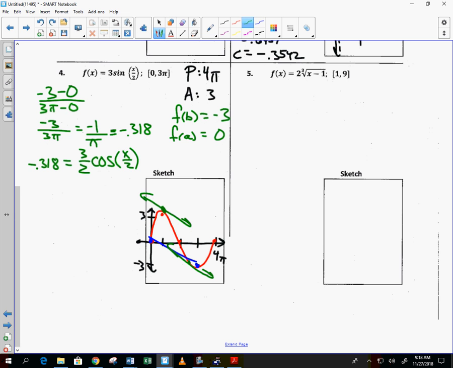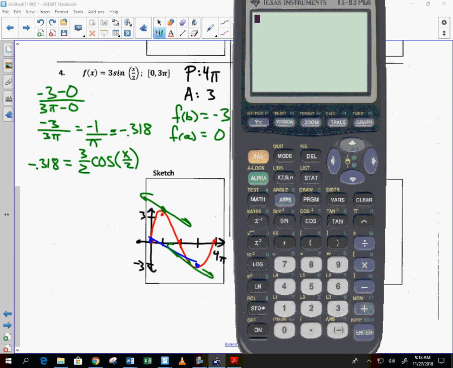Do you remember how to solve trigonometric equations? I bet you know what to do first, though. I bet you know what I do to both sides right away. Divide by 3/2. We're multiplied by 2/3, so we go negative 0.318, multiplied by 2/3, and I get negative 0.212 is equal to cosine of x over 2.